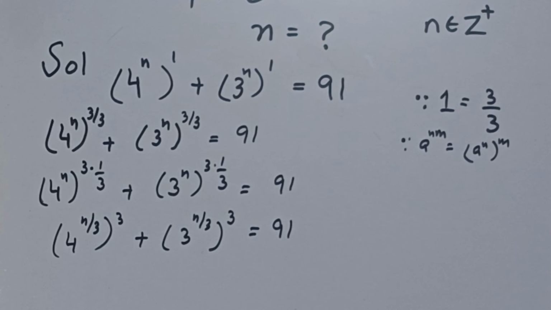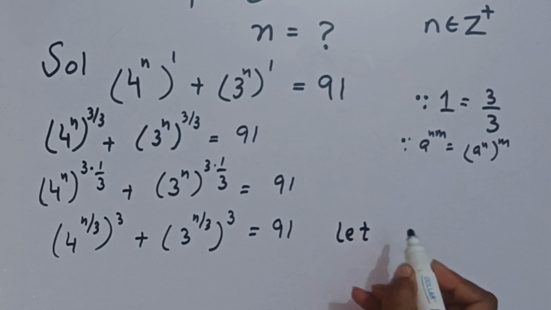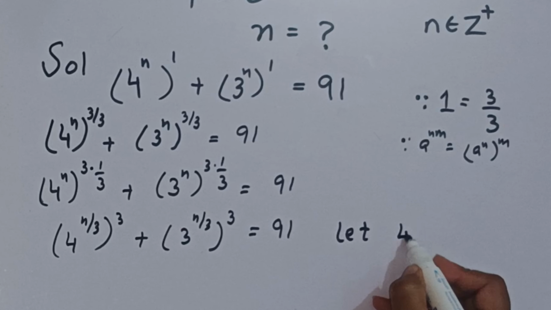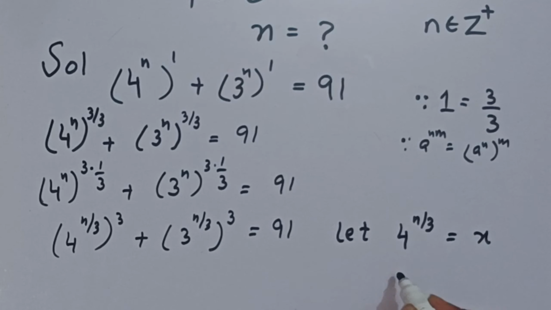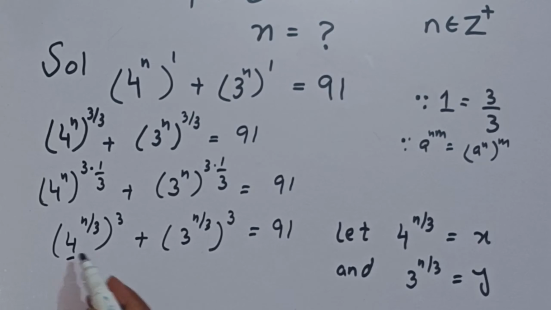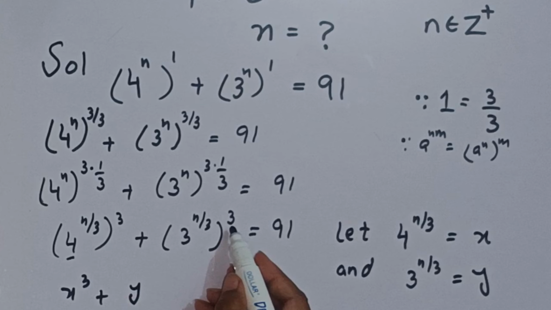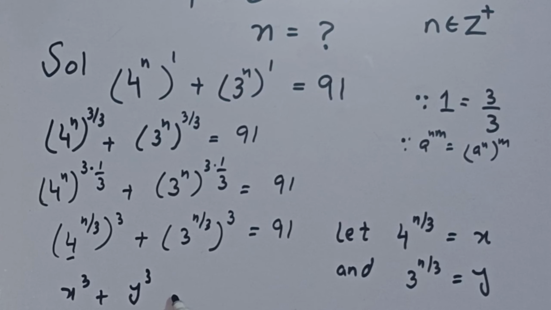Now in the next step we let that this first term, which is 4 raised to the power n over 3, is equal to x, and our second term, which is 3 raised to the power n over 3, is equal to y. Now our equation will become x raised to the power 3 plus y raised to the power 3. This is equal to 91.